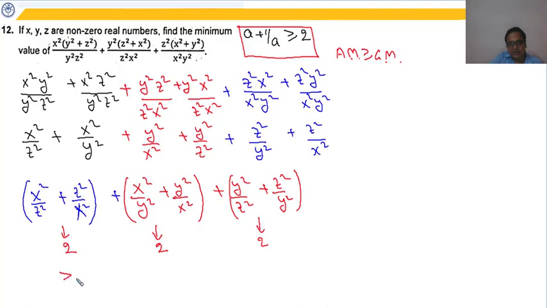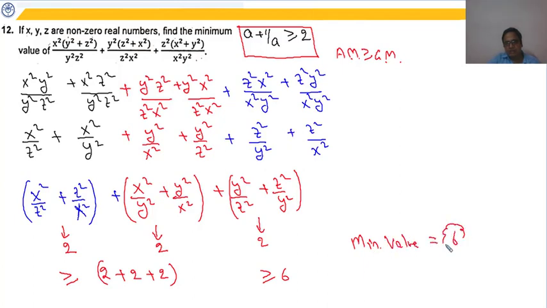So we can say the minimum value of the entire expression, if we take the minimum value of the three brackets together, is 2 plus 2 plus 2, that is 6. So this entire expression is either 6 or greater than 6. We have to find the minimum value. Now the minimum value of the entire expression is 6 as our answer. I hope this part is clear to everyone in the class.